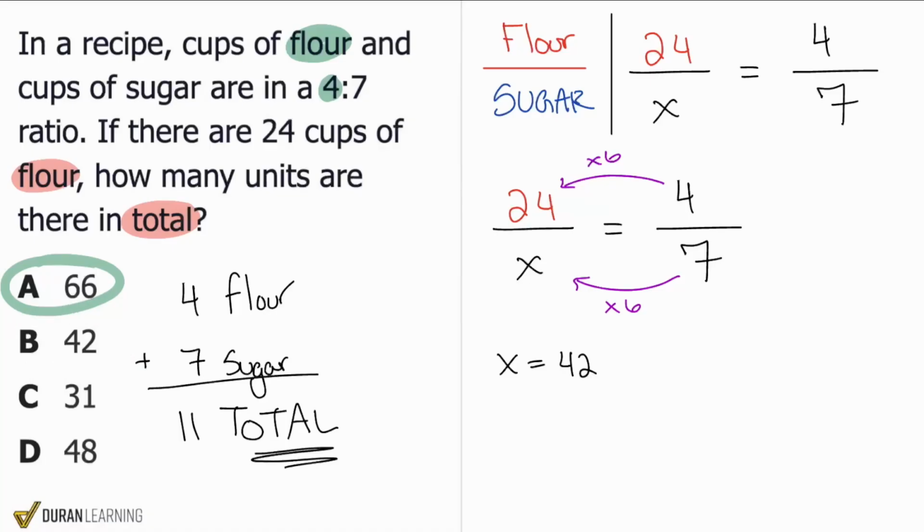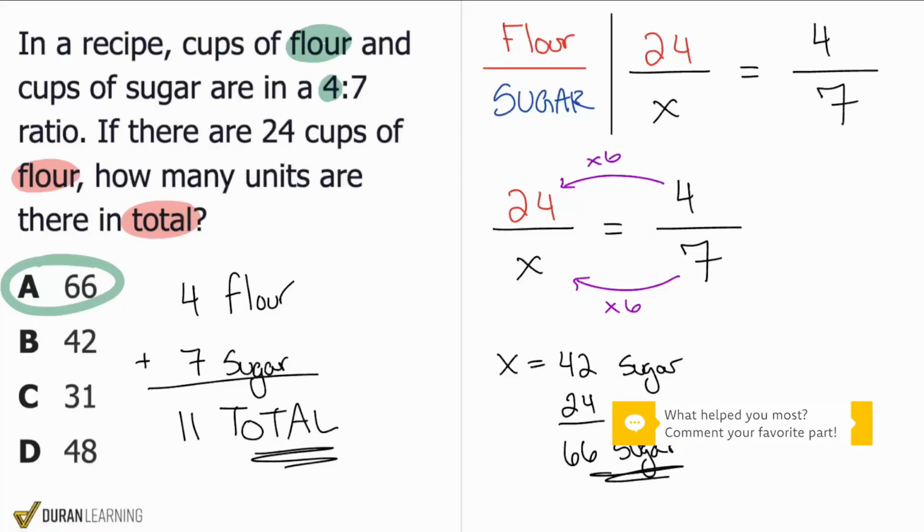No, not at all. Because what you just solved for was not the total. What you just solved for, my friends, was the number of cups of sugar. That's what you solved for. Again, sugar, sugar, sugar. So because we have sugar and not total, we will take the amount of sugar and we will add it with how much flour we have, which is 24. And that's how we can also get the 66. That's how you can still get the correct answer, even if you didn't plug in the 11.